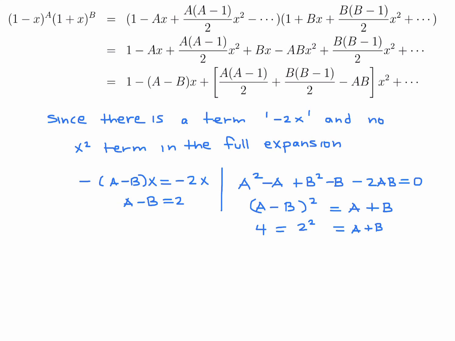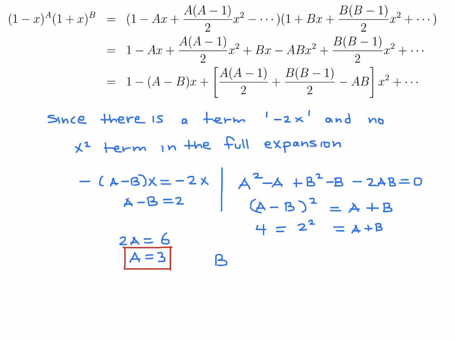So now I've got a minus b is equal to 2, and a plus b is equal to 4. So I can add them. If I add them, I get 2a is equal to 6, and therefore a is 3. So that is my first letter that I have solved.